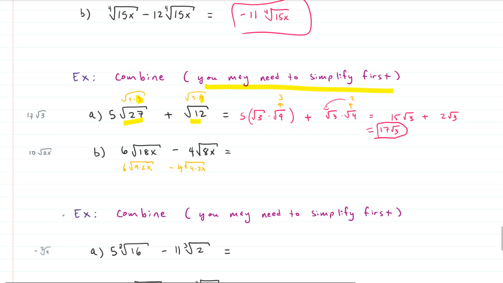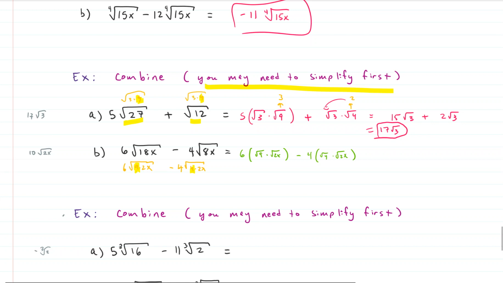And the 4 can come out. So we can take this 9 out, and we can take the 4 out. So let's keep working on that. Let's split these up. We have 6 multiplied by root 9 times root 2x minus 4 and root 4 times root 2x.